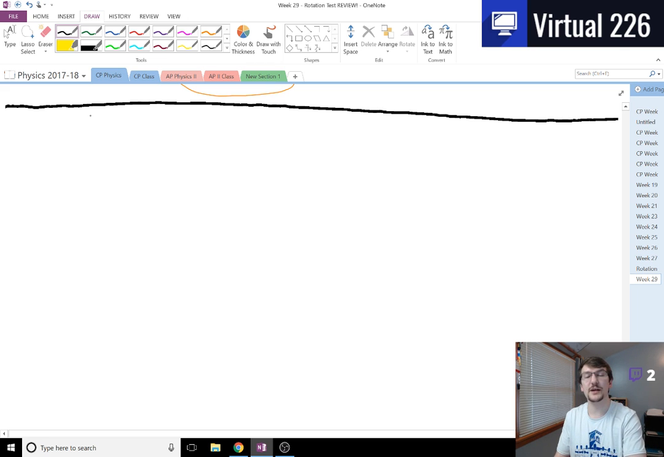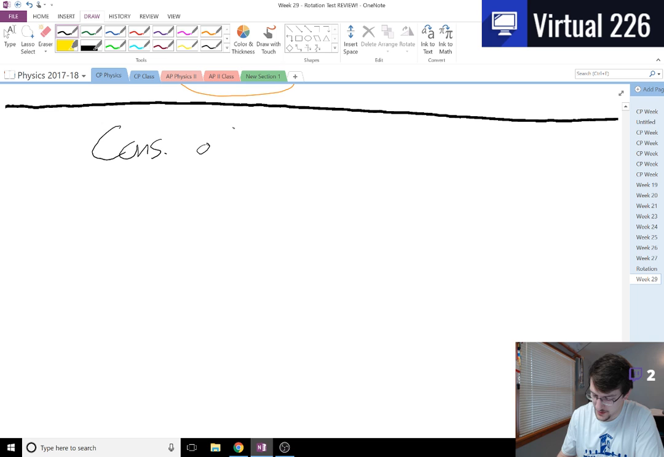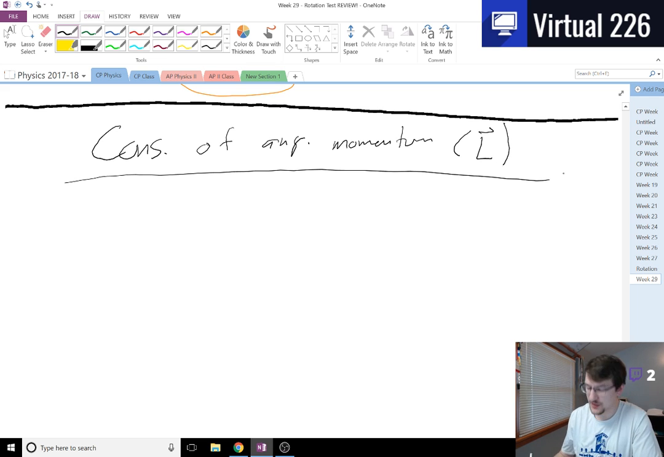Just want to do one quick last problem. I'm going to try to fit this in under 2 minutes. This is a conservation of angular momentum. Symbol for that, L. Conservation of angular momentum means that whenever you change the shape of an object or you add mass to it, you are going to change how quickly it is rotating.